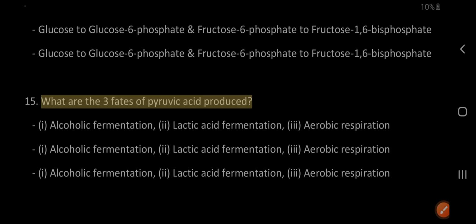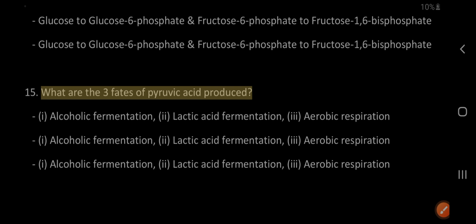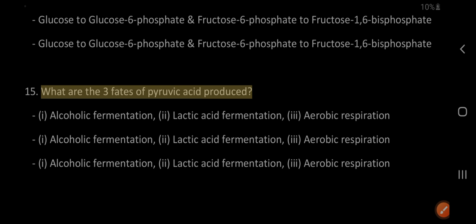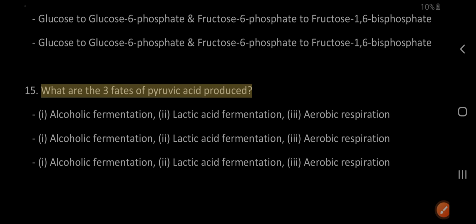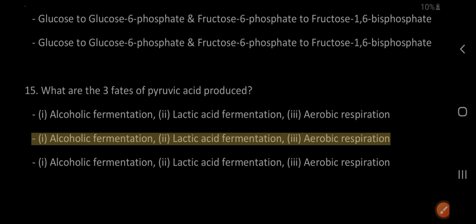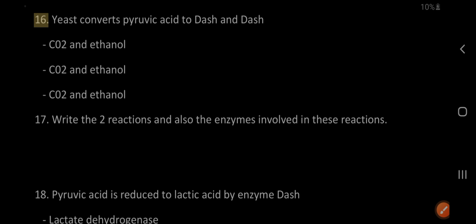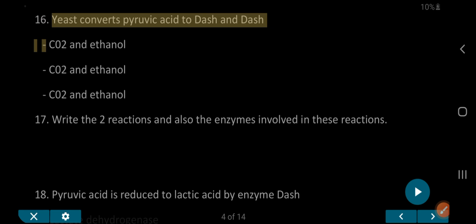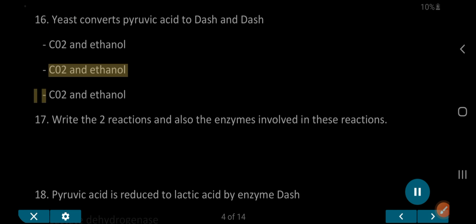15. What are the three fates of pyruvic acid produced? Alcoholic fermentation, lactic acid fermentation, and aerobic respiration. 16. Yeast converts pyruvic acid to CO2 and ethanol.